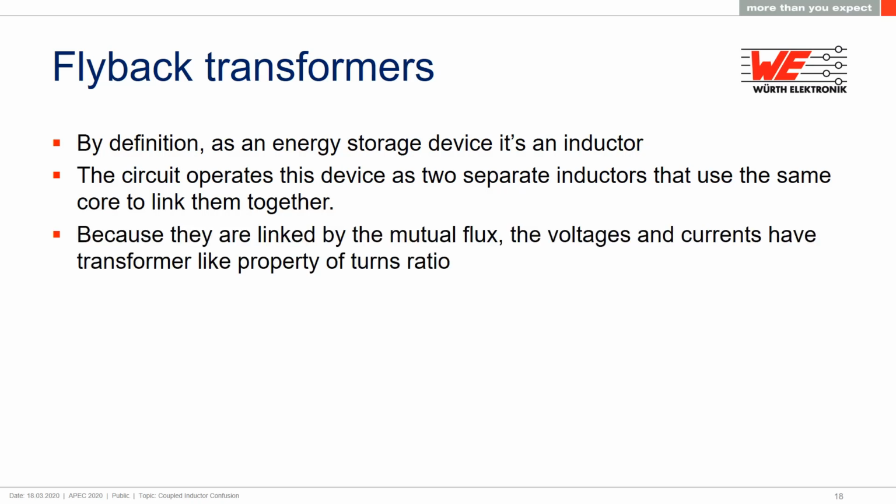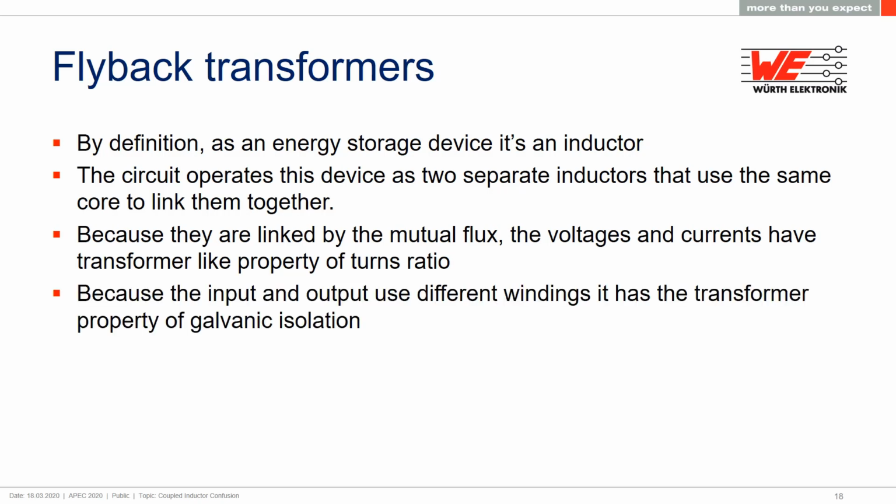Because they're using the same core, they share mutual flux, and because of that, the voltages and currents will have the transformer property of turns ratio. What that means is the voltages and currents are reflected across the input and the output. This is important because the reflected voltage in particular affects the ratings of the semiconductor devices.